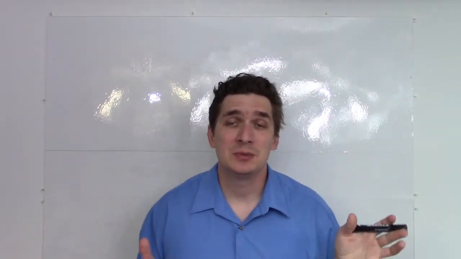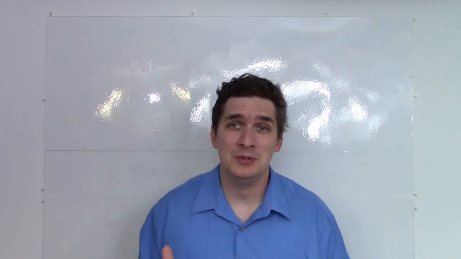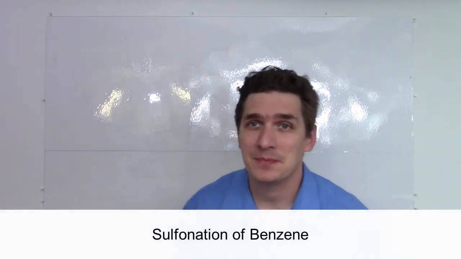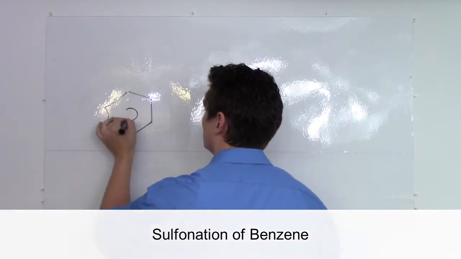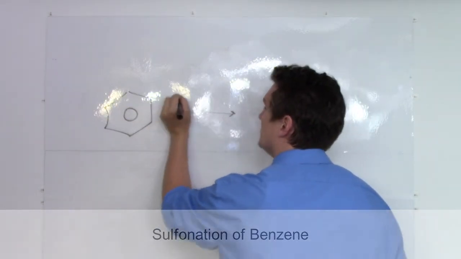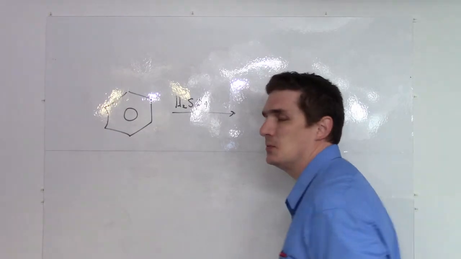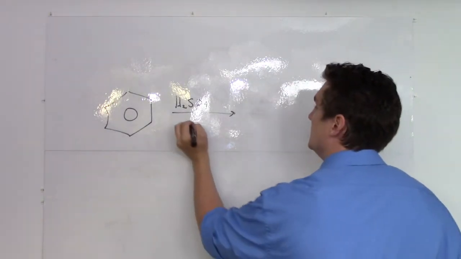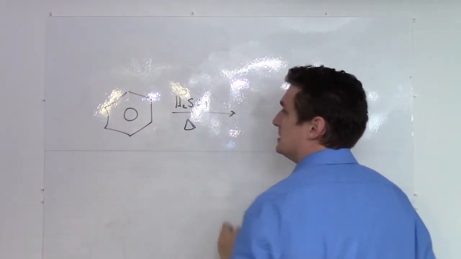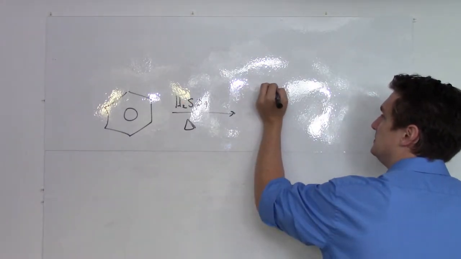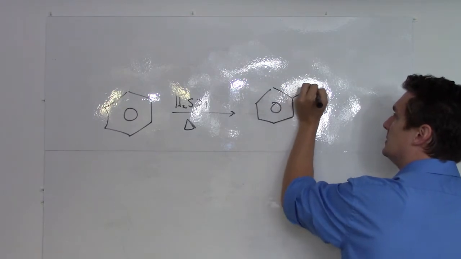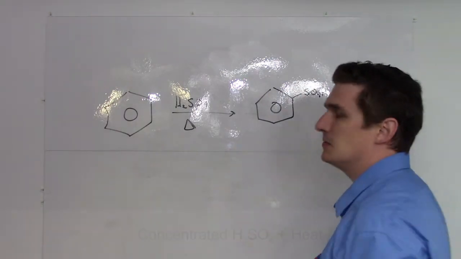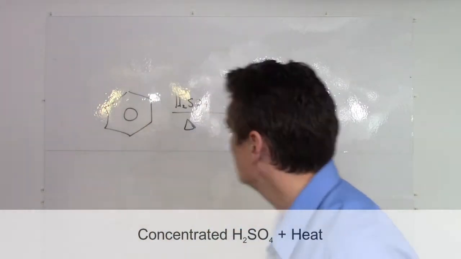So here's a reaction to really confuse and annoy some of you, quite frankly. This is the sulfonation of benzene. So if we have benzene and we add H2SO4 to the system and we add heat, what will happen is the H2SO4 will replace a hydrogen and we will get SO4H. Sorry, SO3H.